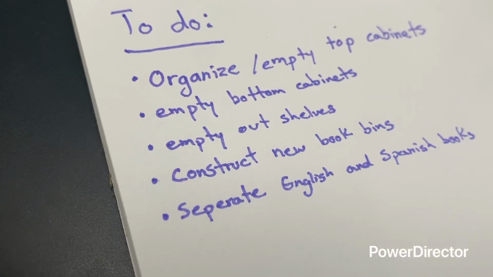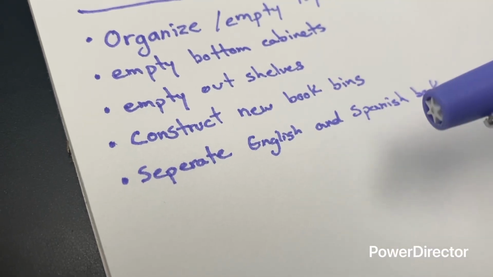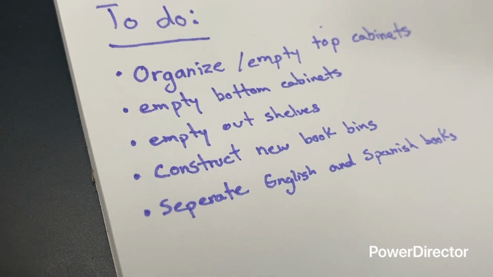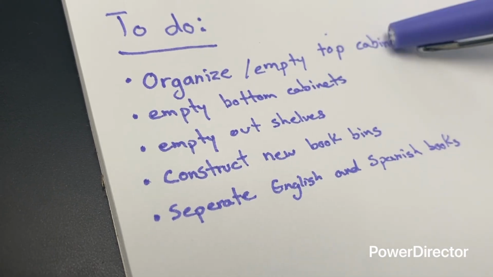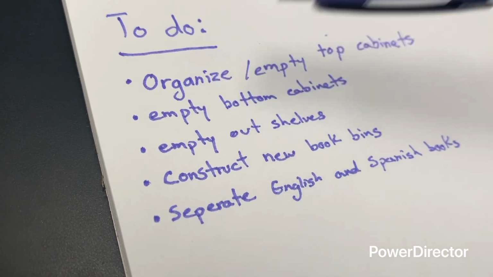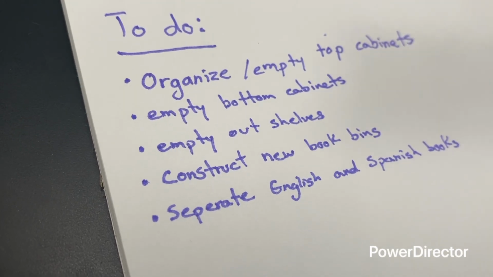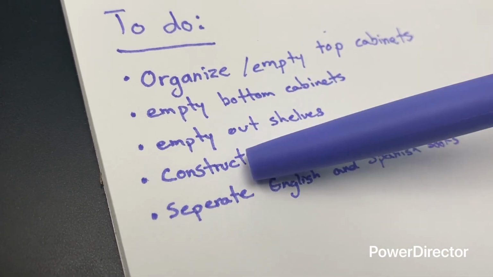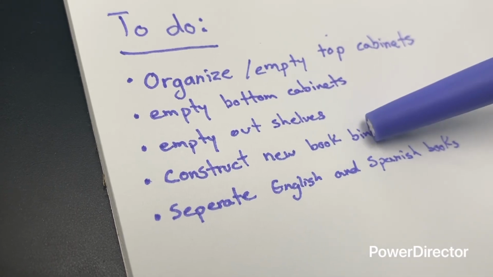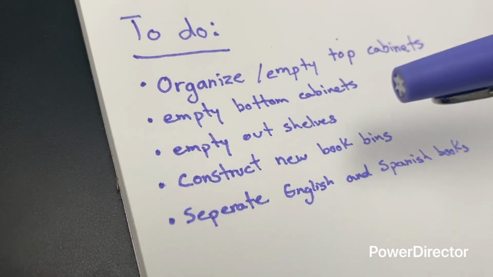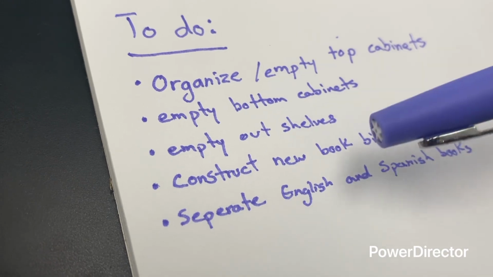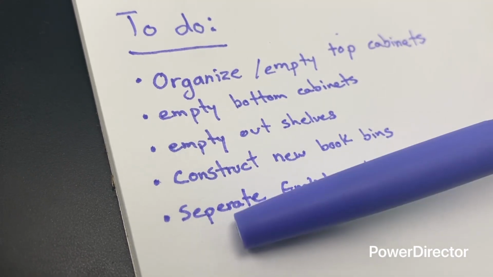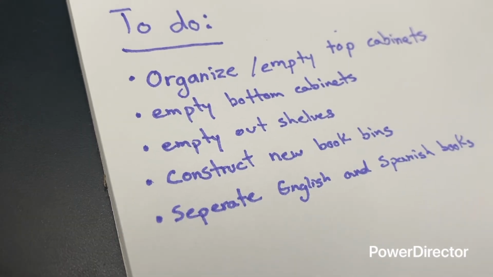Okay, so I have my to-do list ready. I can do more if I have more time today, but at the very least, this is what I want to do for sure. The first thing is to empty the top cabinets. I wrote organize by accident, we're gonna ignore that. Empty the top cabinets, empty the bottom cabinets, empty the shelves, construct the new book bins, and actually this might be the first thing that I'll do, that way it gives the new bins more time to settle into their new form. And then separate the English and the Spanish books.